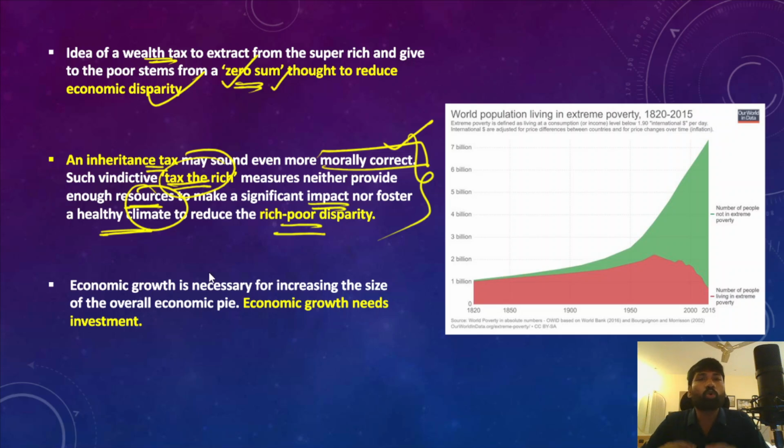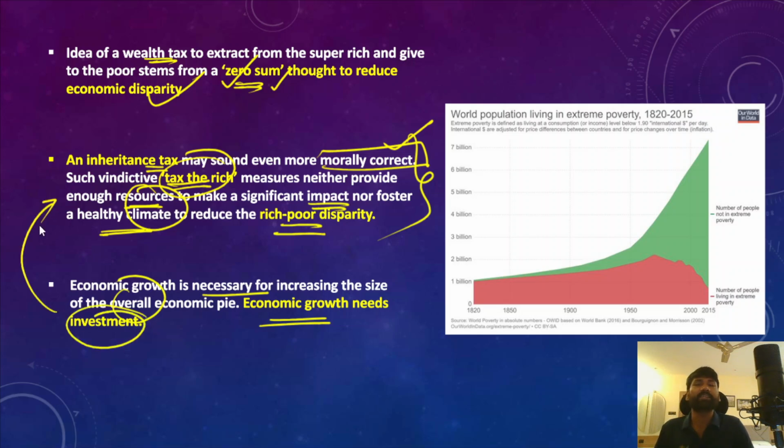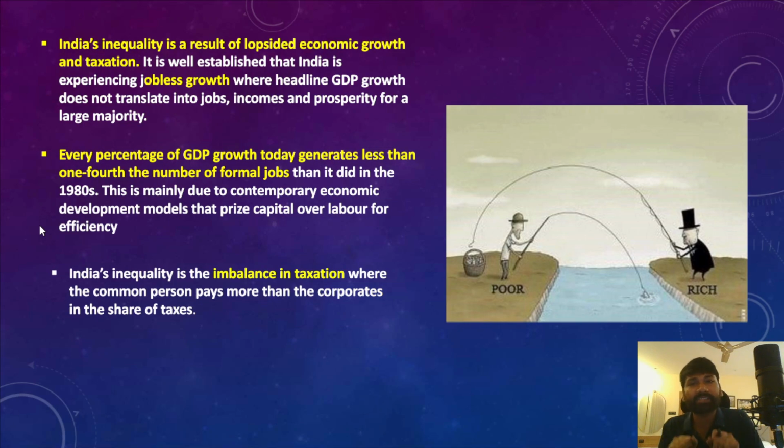Because to grow at a faster pace, economic growth is very, very important for any country. Economic growth is necessary for increasing the size of the overall economic pie. Only then can we redistribute the wealth among different sections. However, economic growth requires investment, and rich people can make more and more investments in the economy. If we tax the rich more, it would be a disincentive for them. They will not invest more money in the economy, and that would impact the economic growth of our country.